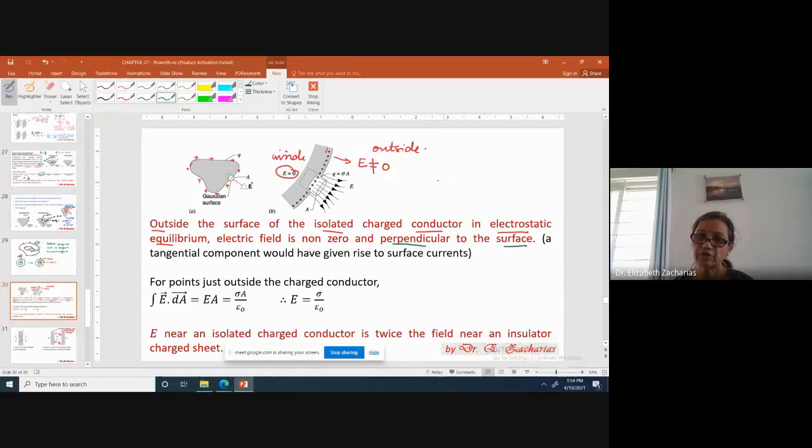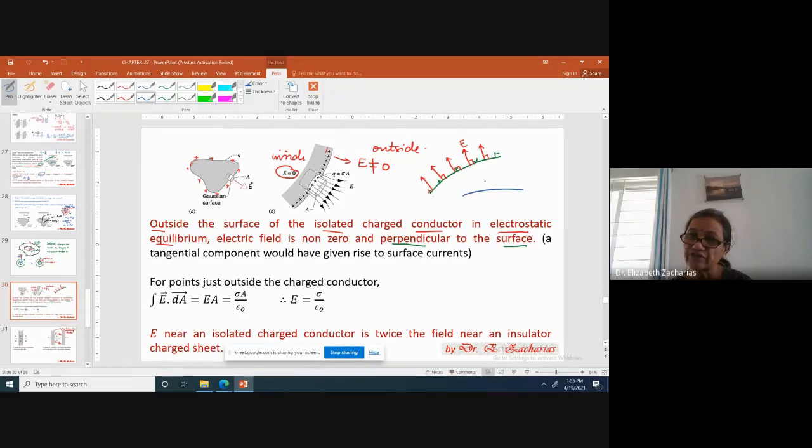Like for example, if this is my conductor surface, and if I say that positive charges are going and sitting like this, now every point here, the electric field will be perpendicular to the surface, non-zero and perpendicular to the surface. And I'm drawing away from the conductor because it is positive charge. This is how electric field will be. How do I know that it is perpendicular to the surface? For that, there is an argument. Listen very carefully.